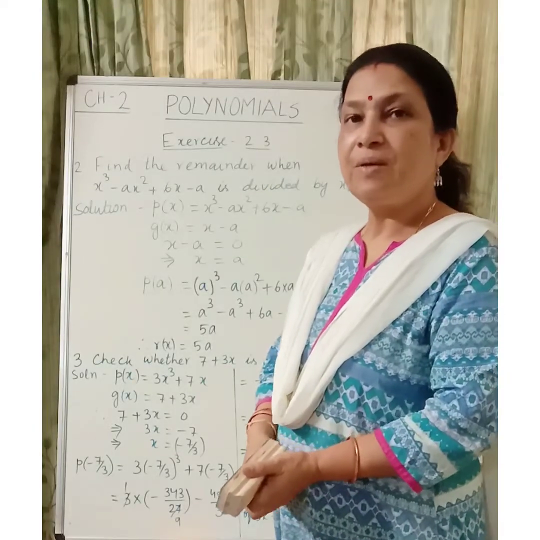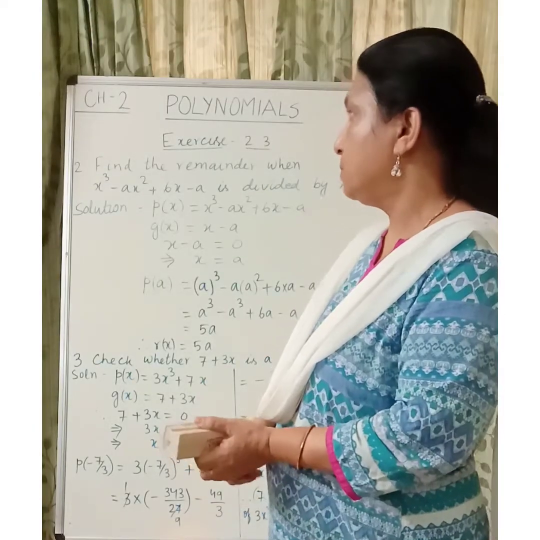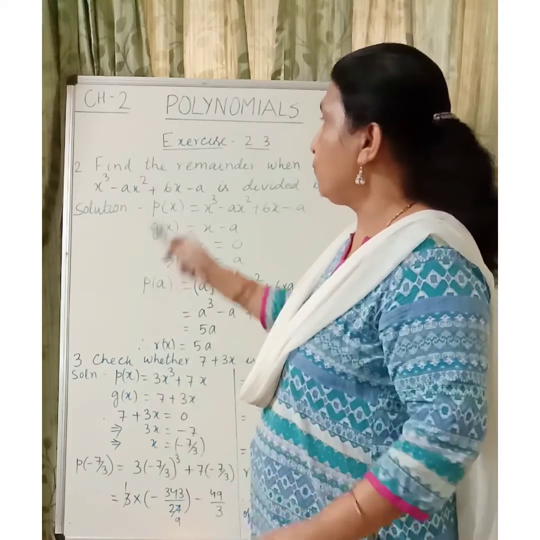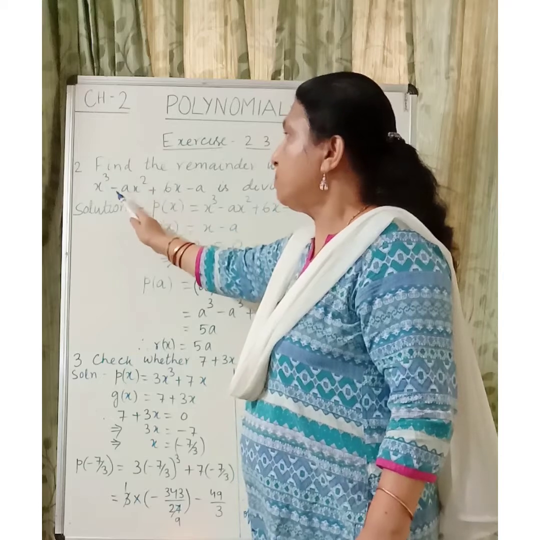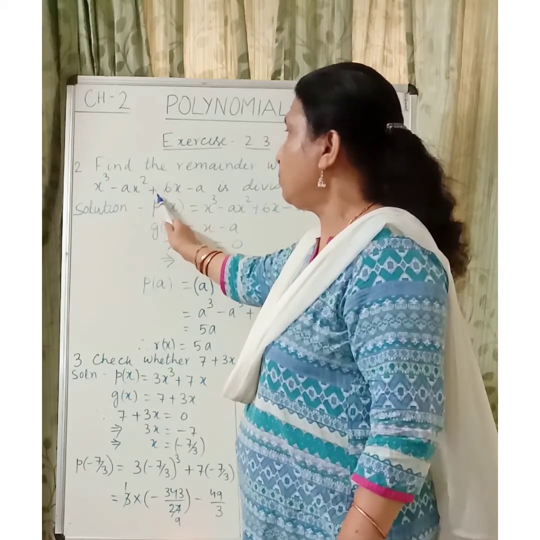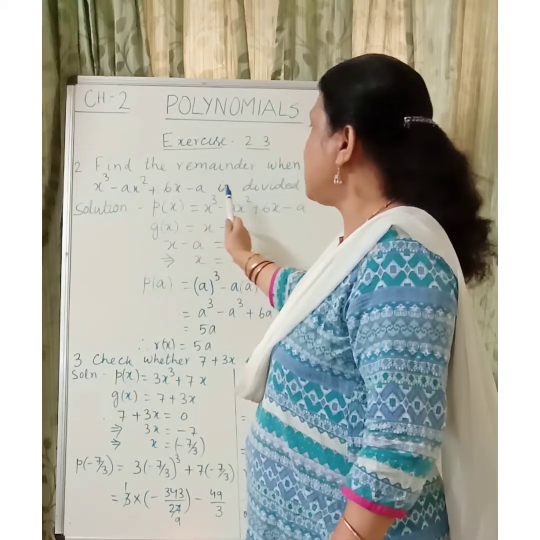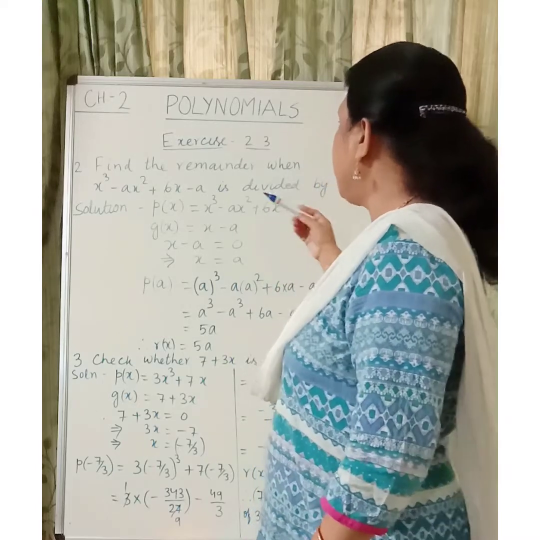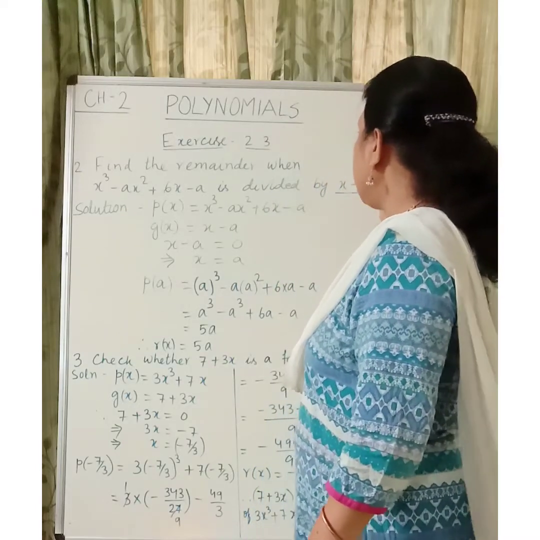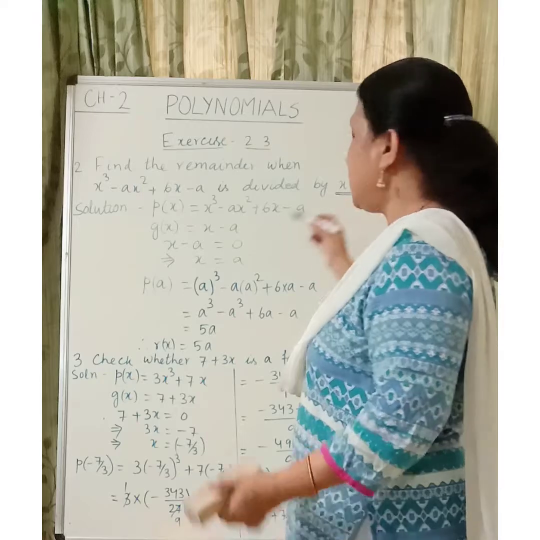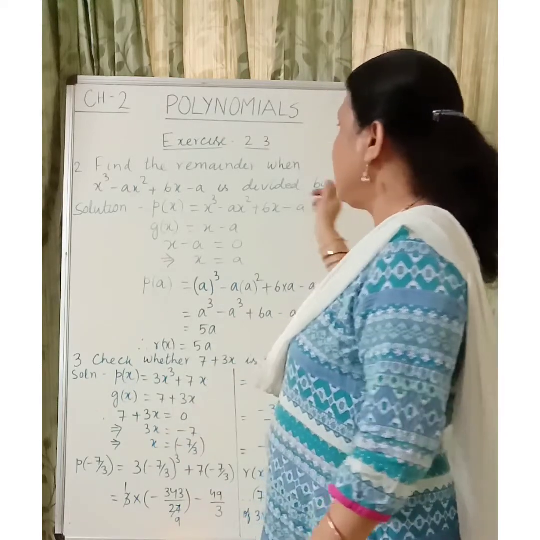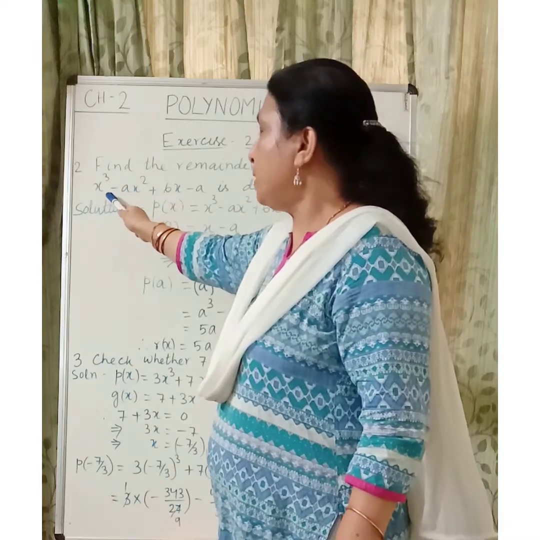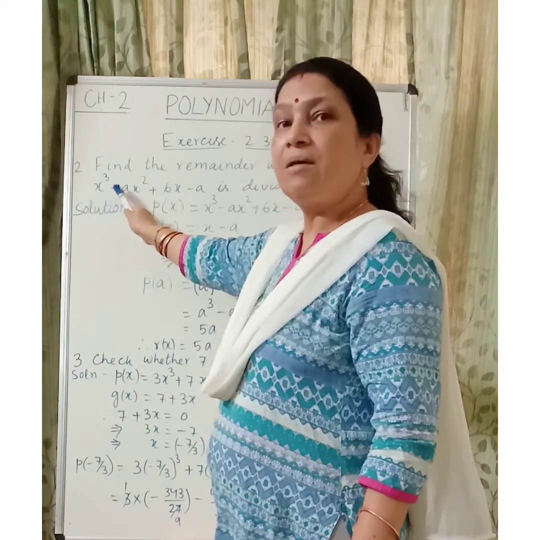Now we will be solving question 2. In question 2 we have to find the remainder when x cube minus ax square plus 6x minus a is divided by x minus a. So here, what is this x minus a? x minus a is the divisor, and the given polynomial is the dividend.